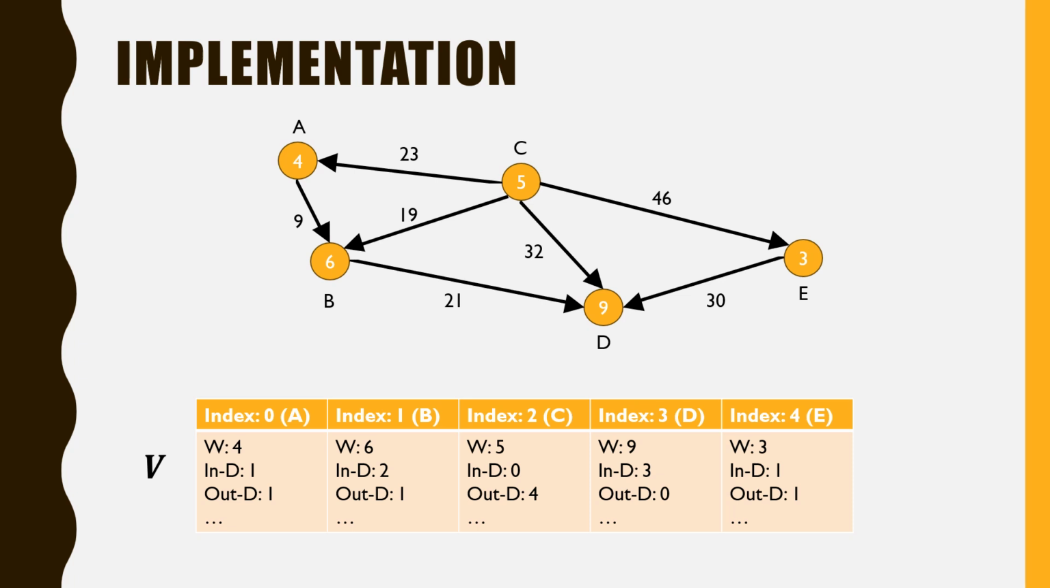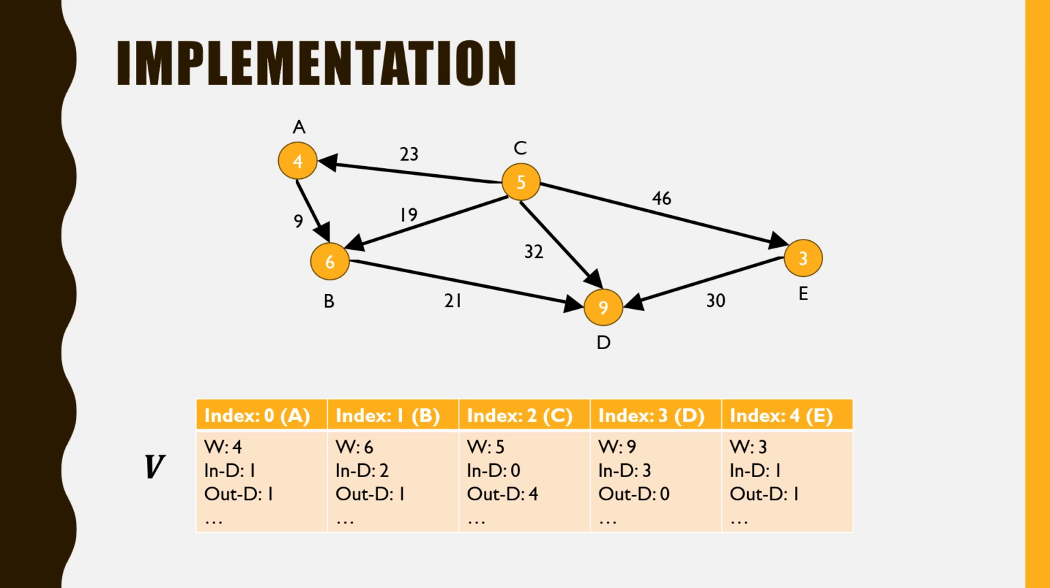We will illustrate the implementation using a directed weighted graph, as it is more complex than an undirected unweighted graph. Consider the graph shown here. To represent the nodes, we use a node array V, where each entry corresponds to a node in the graph. Since our graph contains 5 nodes, the array V will have a size of 5. Each entry stores information associated with its respective node, such as weight, in-degree, and out-degree.